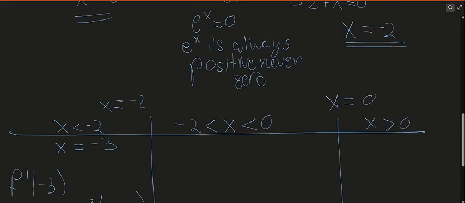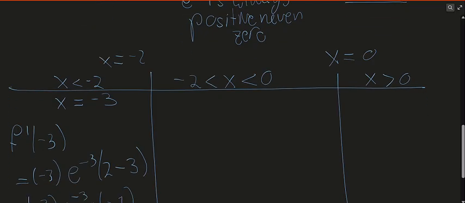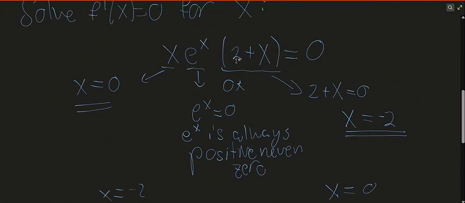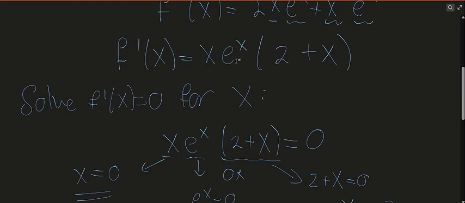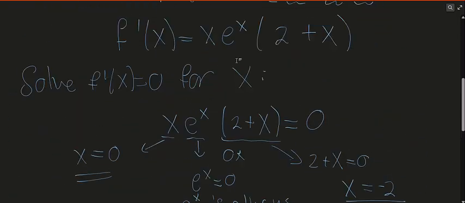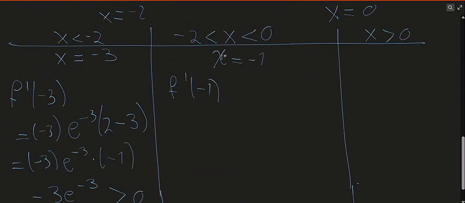The interval for x is between negative 2 and 0. We're going to be choosing x is equal to negative 1. So f prime of negative 1. What am I going to be plugging into? The derivative in factored form. That makes life easier when you want to plug stuff into it. So literally plugging into this. So negative 1 times e to the negative 1 times 2 minus 1. Okay, it's actually 2 plus minus 1, so 2 plus x. But since x is negative 1, it's 2 minus 1.